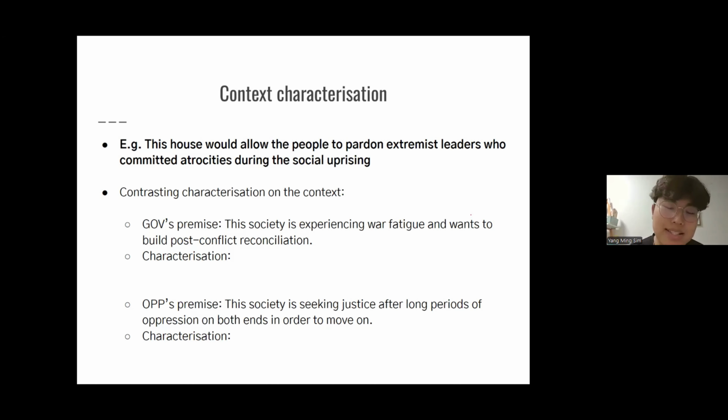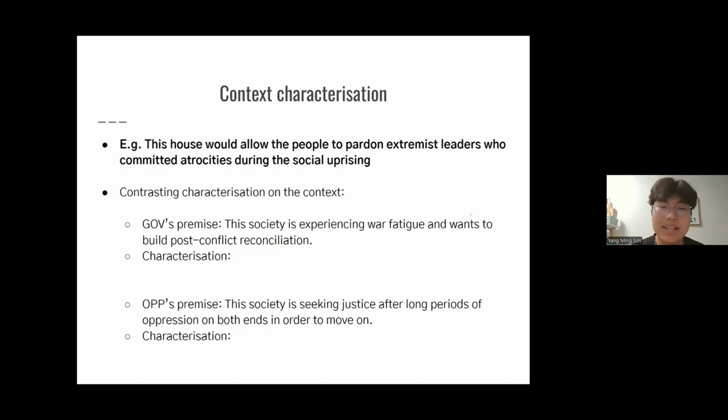Op's premise is that this society is seeking justice after long periods of oppression on both sides in order to move on. What this means is that the fear and the feeling that they were exploited and oppressed during the conflict doesn't just go away because the social uprising has already ended. There are people who have done bad things on both sides, and the only way for people to actually move on in society is by punishing the people who have done atrocities in the past, which is basically what you should focus on. Again, that's a fair characterization.